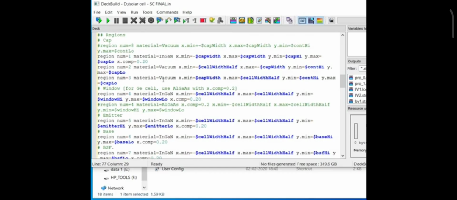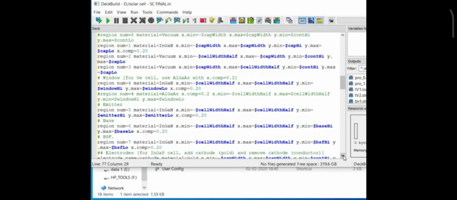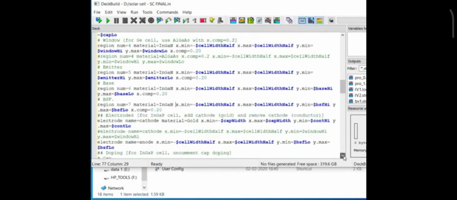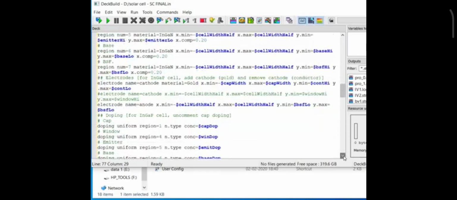Region number 3 is again vacuum with their positional parameter. Region number 4 is indium gallium nitride. Region number 5 is again indium gallium nitride, and regions number 6 and 7 have the same indium gallium nitride material but with different positional parameters. Note down every region very carefully. We define the 7 regions. After region, I have defined the electrode statement.